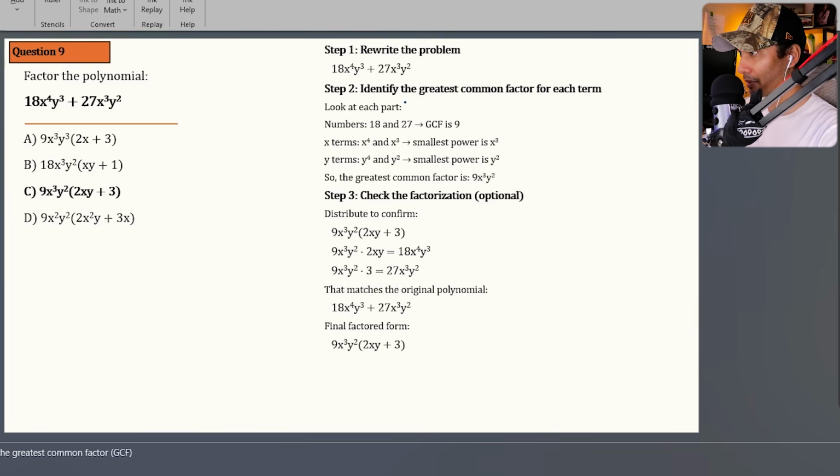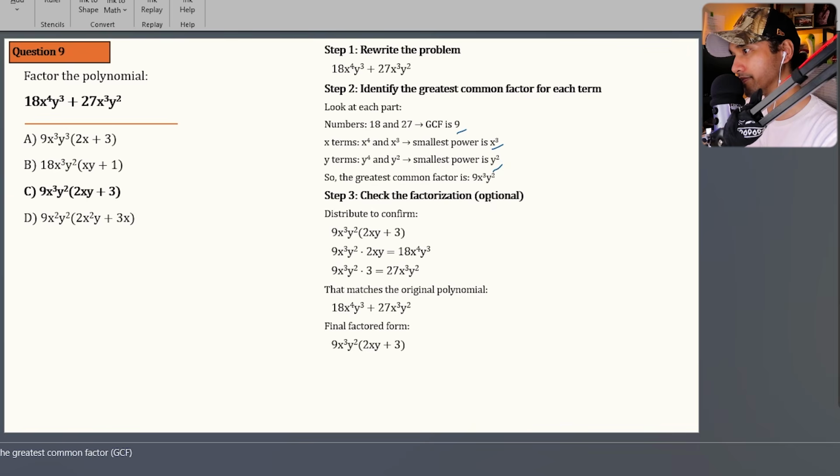And rewrite the problem, identify the greatest common factor for each term. We're going to look at each part. For the numbers 18 and 27, the greatest common factor is 9. For the x terms, the greatest common factor is x cubed. For the y's, the greatest common factor, the smallest power, is y squared. And then we take those out: the 9x cubed and the y squared. And then we're going to check the factorization.